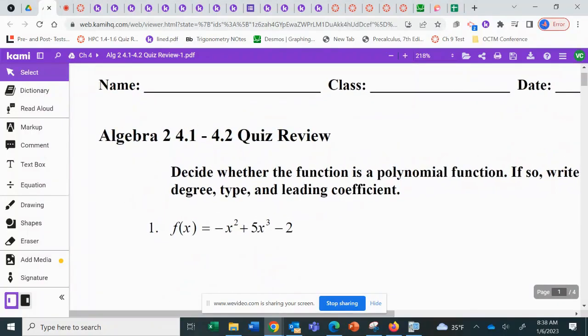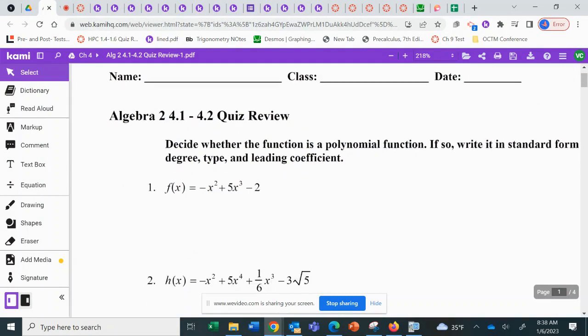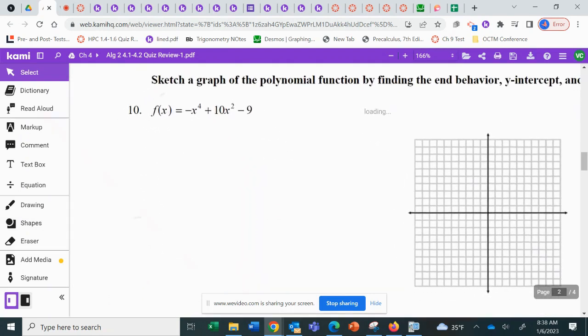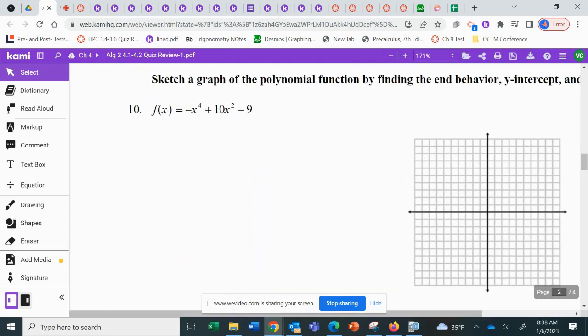Okay, so the questions that I'm going to go over are from the 4-1 to 4-2 quiz review. I am going to start with number 10, and then I will ask my class if they have any other questions that they'd like me to go over.